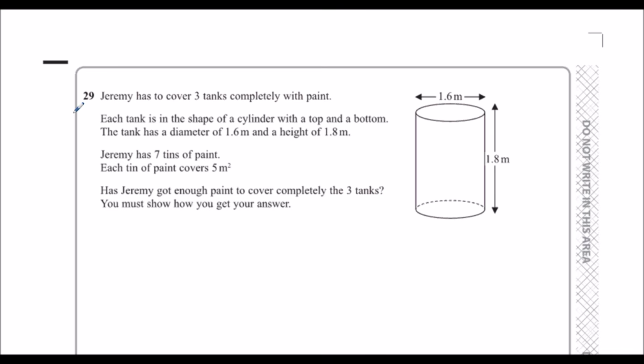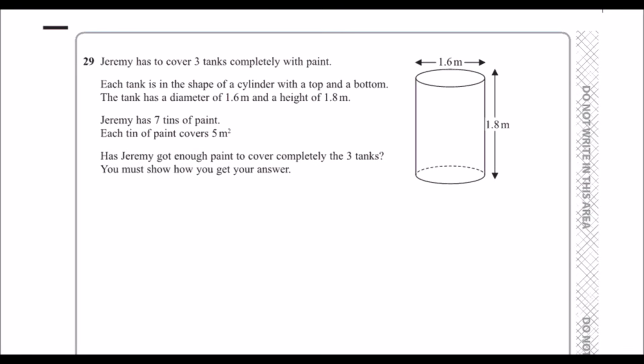Question 29. Jeremy has to cover 3 tanks completely with paint. So we're painting tanks. This is about surface area. Each tank is in the shape of a cylinder with a top and a bottom. So we need to know the surface area of a cylinder.